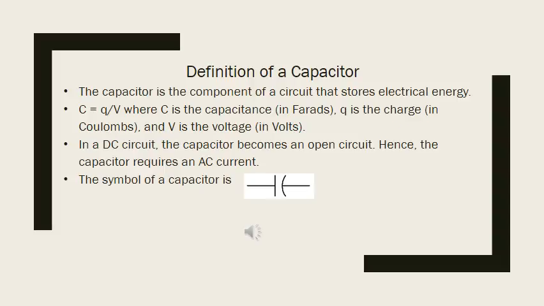A capacitor is the component of a circuit that stores electrical energy, and the formula of it is C equal Q over V, where C is the capacitance in farads, Q is the charge in coulombs, and V is the voltage in volts. In a DC circuit, the capacitor becomes an open circuit, and the capacitor requires an AC current, and the symbol of it is shown below.